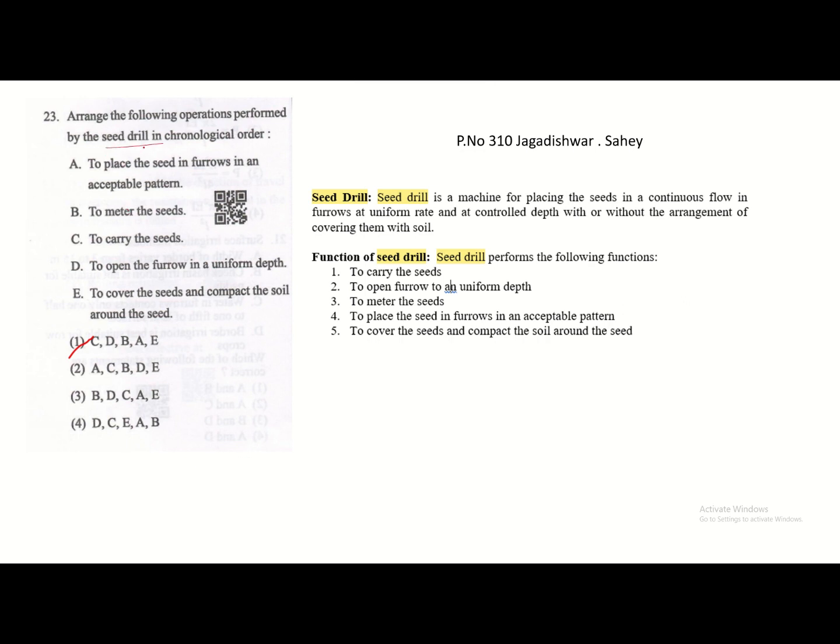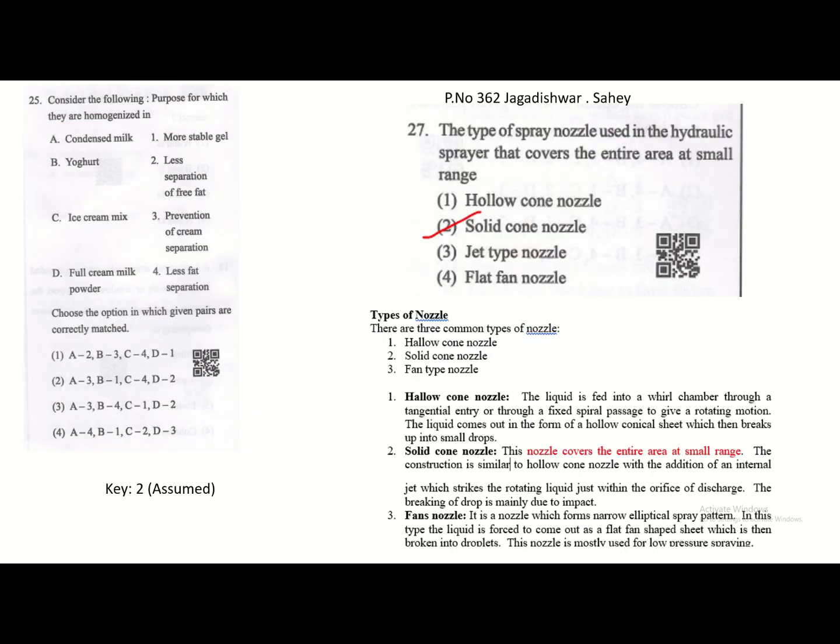Next one is to arrange the following sequence. Same seed drill. This is also the same seed drill mechanism, seed fertilizer drill. So these are the sequence of operations. The answer is A. Next one is properties. For this you need a little more concept, otherwise you have to go through all these concepts, otherwise it will be a little difficult to answer this. Now the key is 2.